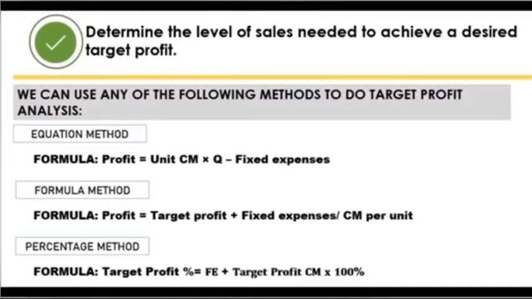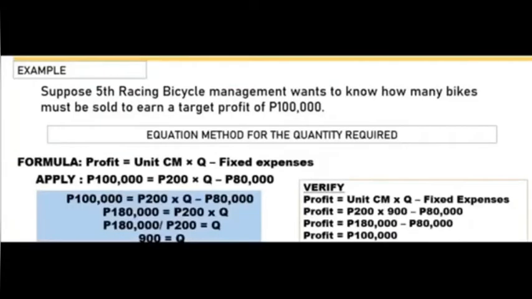We can compute the number of units that must be sold to attain a target profit using either the equation method or the formula method. The formulas are presented in the slide, and will also be tackled after this slide. The equation method is based on the contribution approach income statement. The equation we have used is that profit equals unit CM, or contribution margin, multiplied by the units sold, which is Q, less fixed expenses. Our goal here is to solve for the unknown Q, which represents the quantity of units that must be sold to attain the target profit.